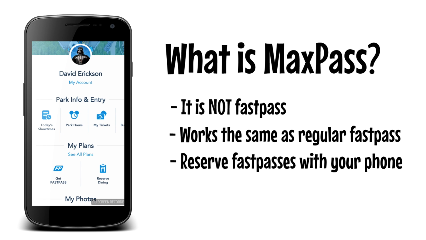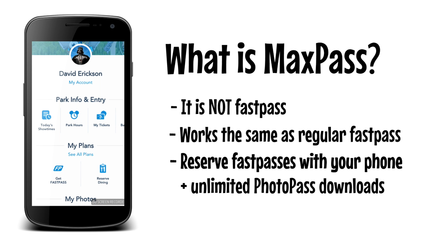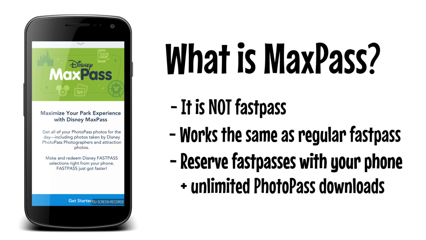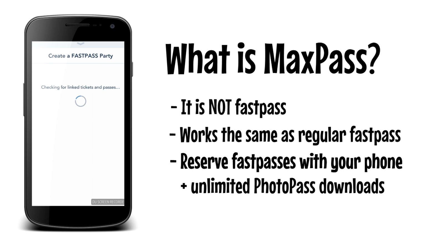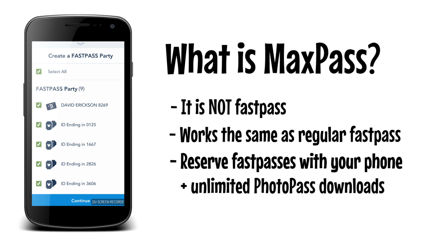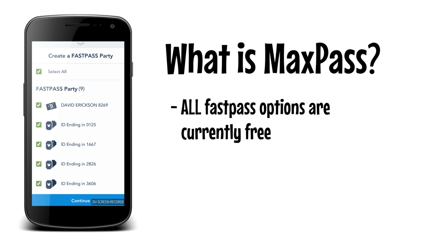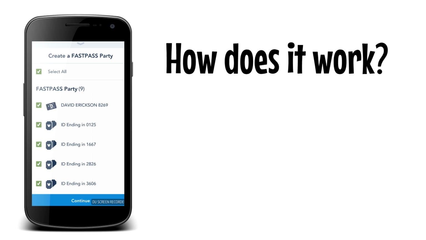MaxPass does also provide guests with unlimited access to PhotoPass. This means any photo taken by a PhotoPass photographer can be downloaded unlimited, free of charge. But with respect to FastPasses, the $10 you are paying is only for that ability to use the app to reserve your FastPass. It should be noted that as of the recording of this video, a FastPass at Disneyland is free. You do not have to pay for one. So how does MaxPass work?